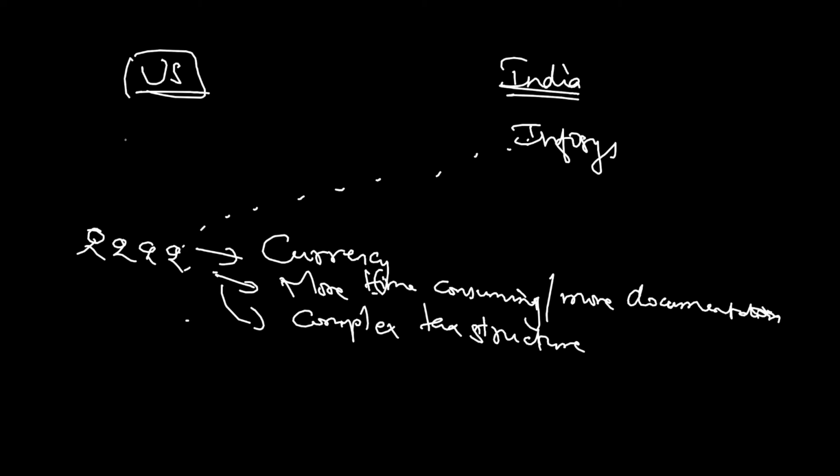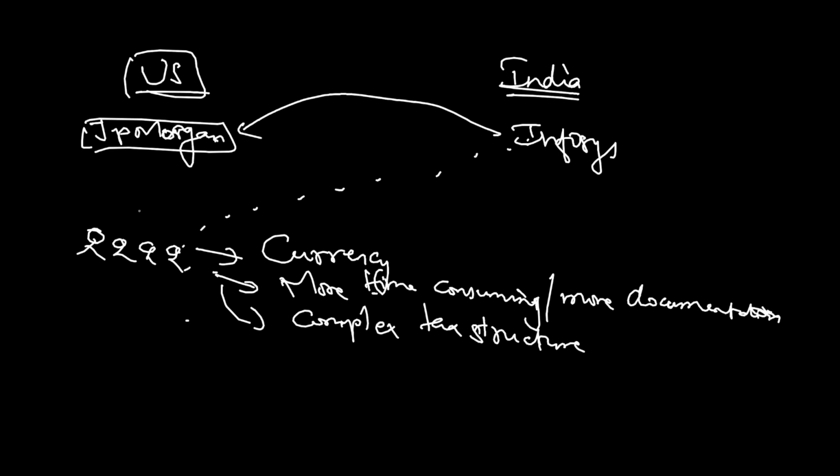So here is the problem, and this problem is converted into an opportunity by, let's say, an investment bank, let's say JP Morgan. Now what JP Morgan thinks is how to convert this problem into an opportunity. So what JP Morgan will do is they will buy the shares of Infosys, and they will reissue them to the investors. So how does this work?